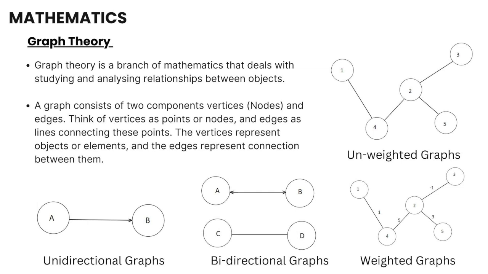Bidirectional graphs. They are also known as undirected graphs. In bidirectional graphs, if a node A is connected to B, it implies that we can move from node A to B as well as from node B to node A.